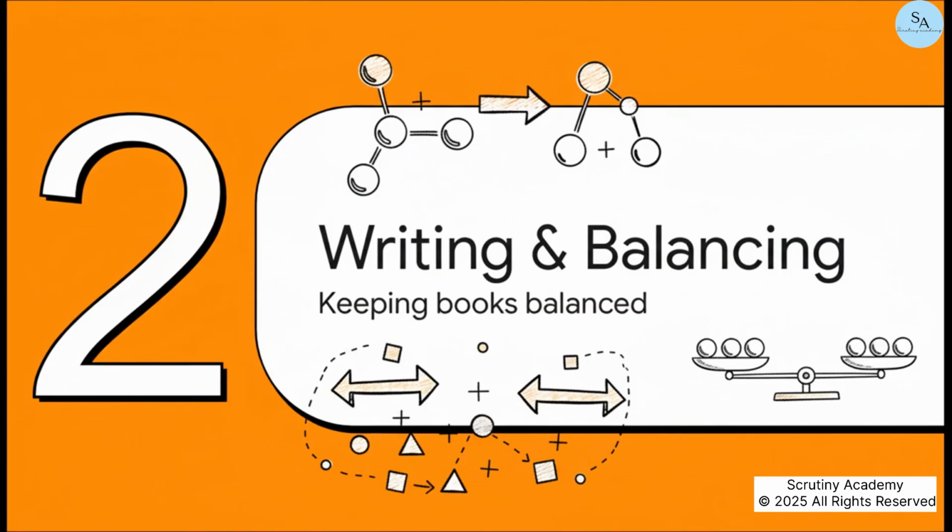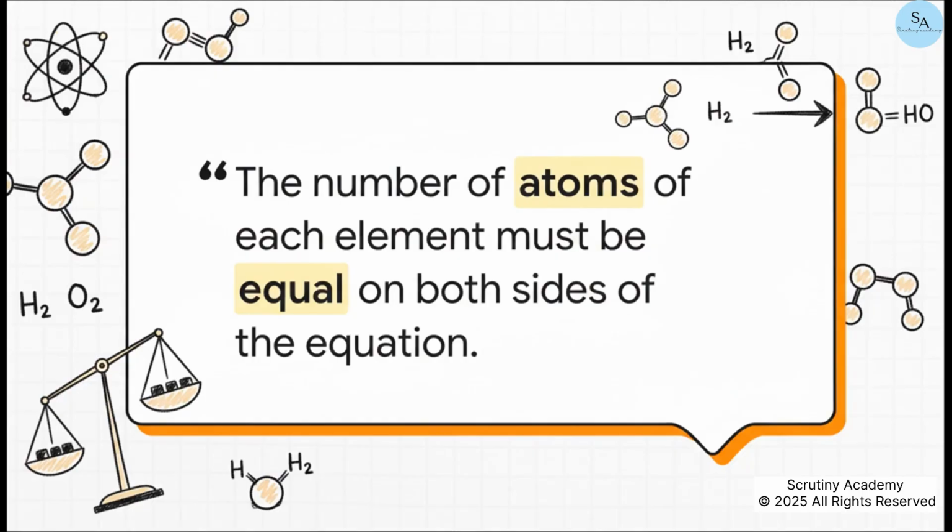All right, so now that we know why we need them, let's get into the how. Let's see how we write these equations and, even more importantly, how we make sure they follow one of the most fundamental laws of nature. This right here is the golden rule. It's the core principle of balancing, and it's all rooted in the law of conservation of mass. You can't just create or destroy matter in a reaction. What goes in must come out.